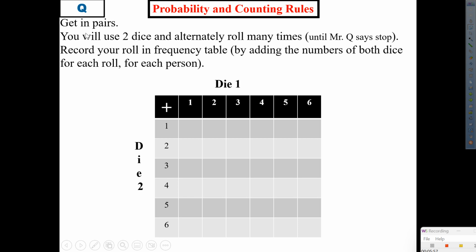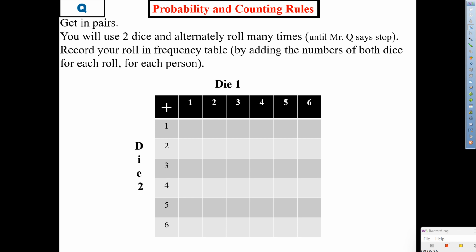So the instructions were, get in pairs. You will use two dice alternately to roll many times until I say so. From there, you record your roll and frequency table and adding the numbers for both dice for each person. And at the end, we got into teams, and then teams played against teams. And at the end, we end up with some winners and so on and so forth. So I want you to copy this table, please. Copy this table and start filling out the table with all possible outcomes. All possible outcomes. I'll get it started for you so you can see what I'm talking about.